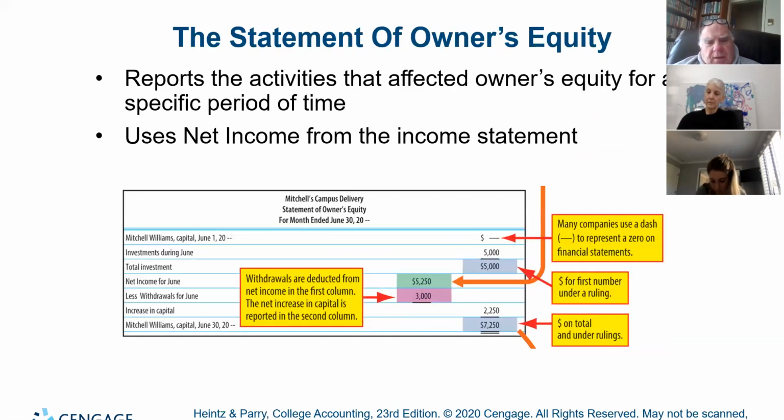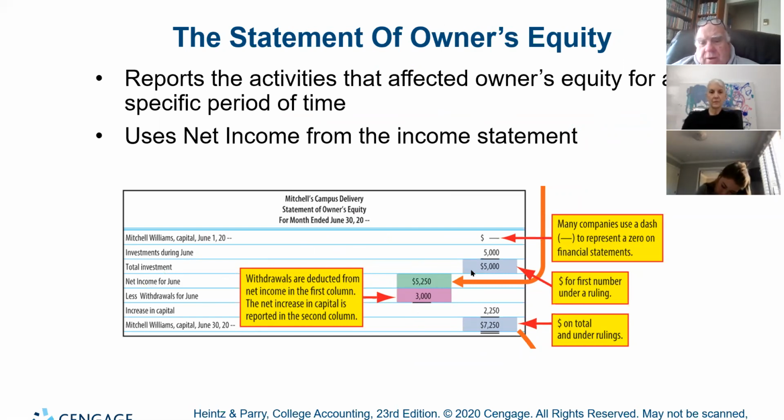So let's see. This is a statement where you take the beginning capital, which in this case was 0, and the guy put in 5,000. I'm so sorry. Total investment was 5,000. We can call this the beginning, really. So his beginning was 5,000. What do we add and subtract to that? We're going to add the net income of 5,250, and we're going to subtract that $3,000 withdrawal.